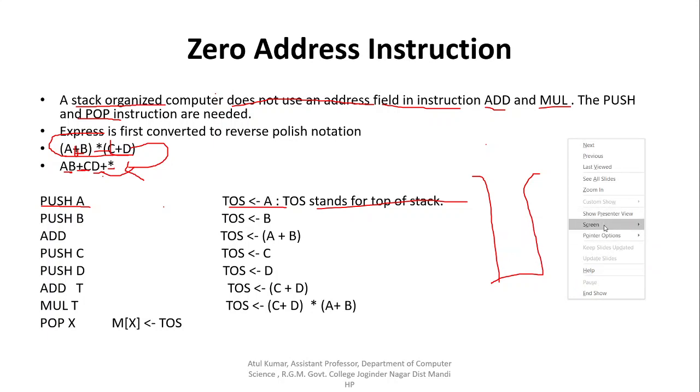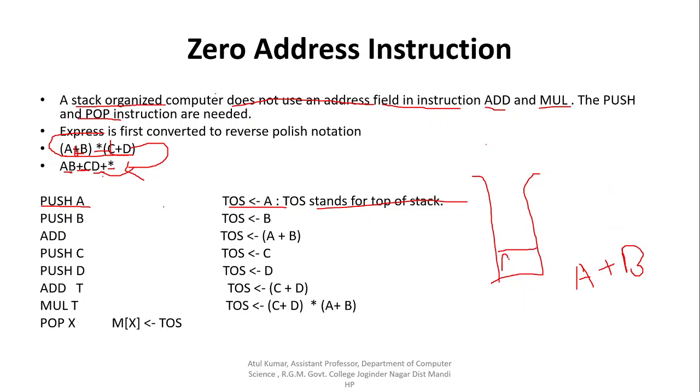stack. So now the stack contains A plus B, so this one is the operation. This A plus B is stored in the stack when we encounter the symbol plus, and now the top of the stack contains this A plus B. The next operation is push C, then C is pushed in the stack, again push D, D is pushed in the stack.